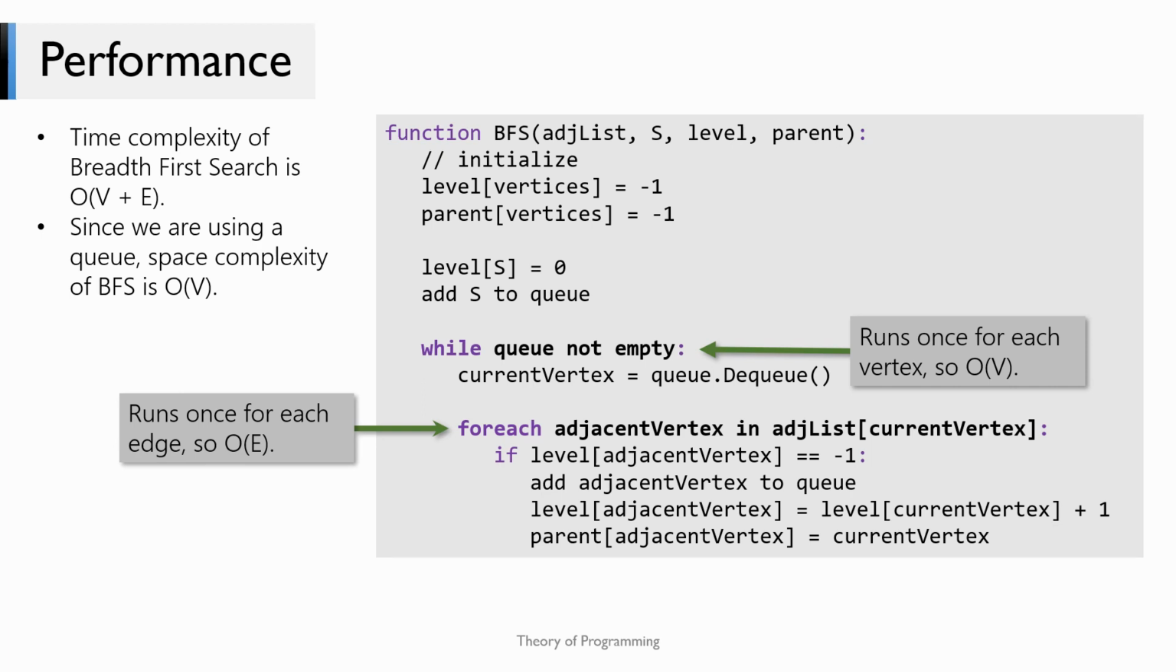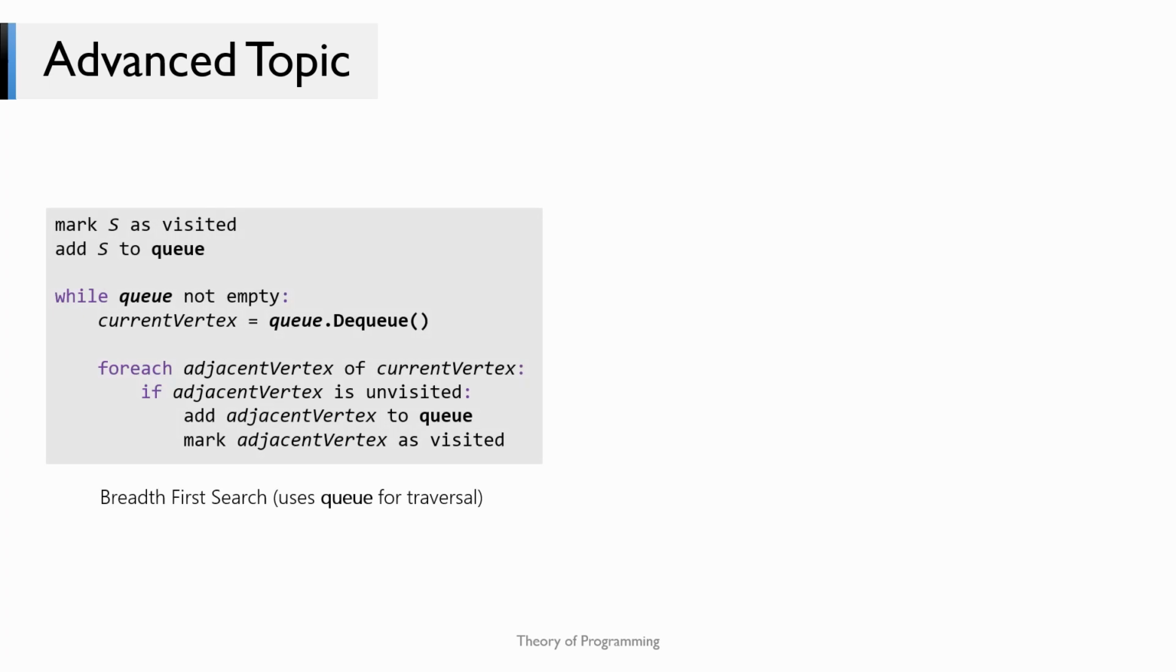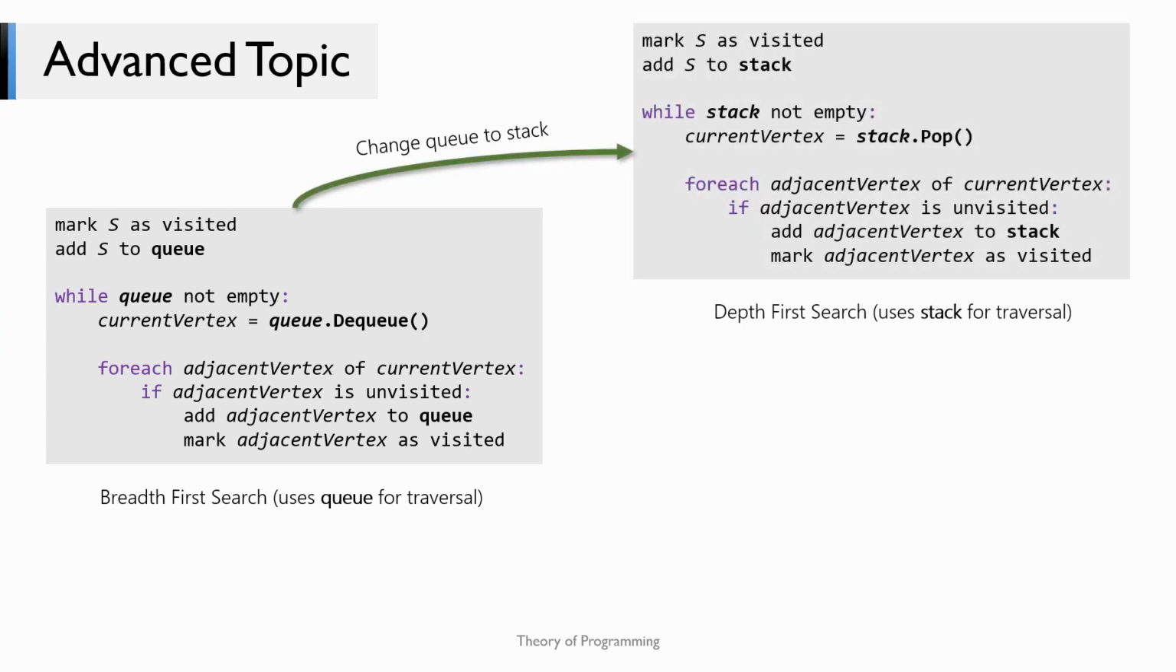Now, I want to talk about a slightly advanced topic. So this was our old unpolished pseudocode for BFS, which just demonstrated the way in which BFS explores the graph. If I restrict the discussion to just the way in which different graph search algorithms explore the graph, then as you know, BFS uses a queue to explore the graph. Now, keeping everything the same, if I just use a stack instead of a queue, then this becomes the depth first search algorithm.